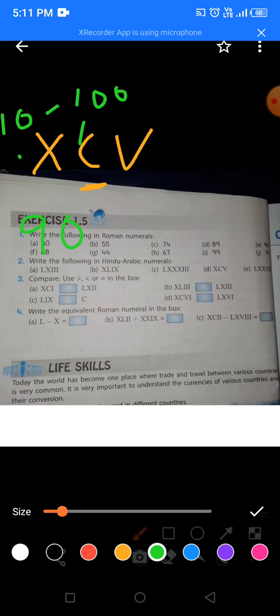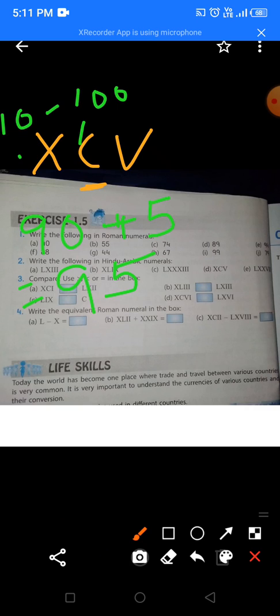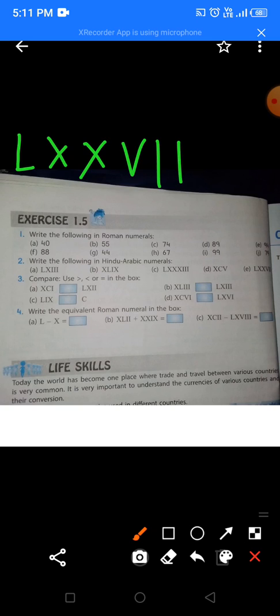Then you have V. V is nothing but 5. So you will add 5. So 90 plus 5 will give you 95. Is it clear, children? Now, see the next question. Now, what is the next question asking you to do? This is your next question. Okay?